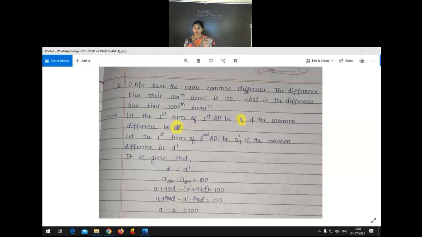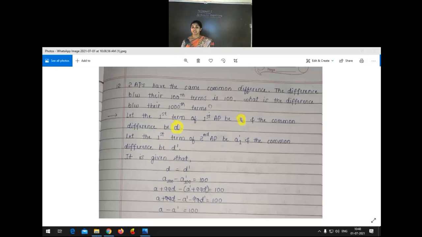Now we are moving to the second AP. In the second AP also we have a first term. If we give the same name, then we will be confused. Already we gave the name A1 for the first term of the first AP. Now we have to take the first term of the second AP differently. You can take B1 also, or any other different name. But here we are taking it as A1 dash. Just a small difference between the first AP and the second AP: for the first AP we took A1, and for the second AP A1 dash. And the common difference we take as D dash, you all know.